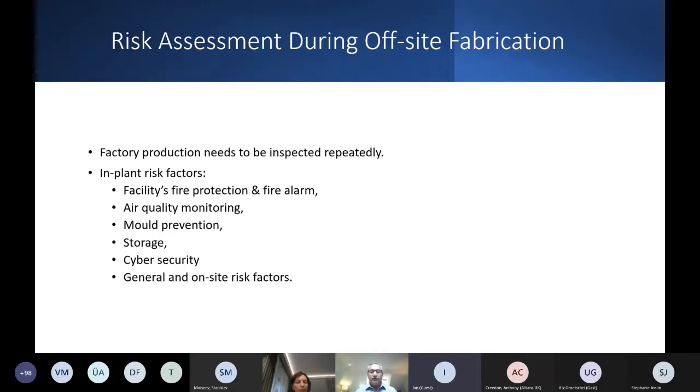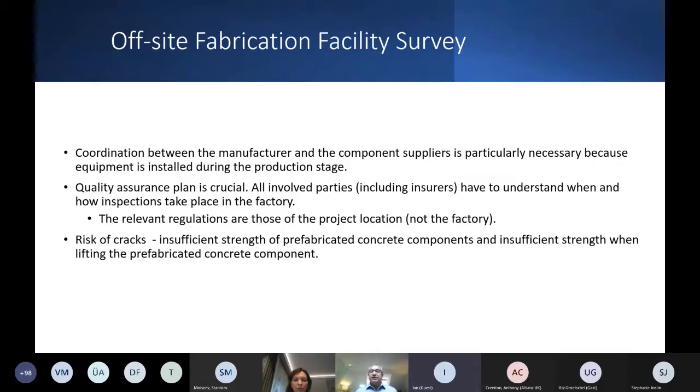Marina mentioned and talked about cybersecurity and the other general and on-site risk factors. So all these different factors have to be considered in the fabrication. It is an extension to the actual risk assessment of the manufacturing property or the manufacturing location, but then you have to consider the impact that all the different risks would have on the actual modules being built.